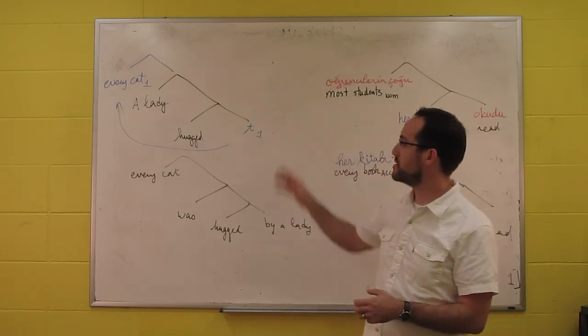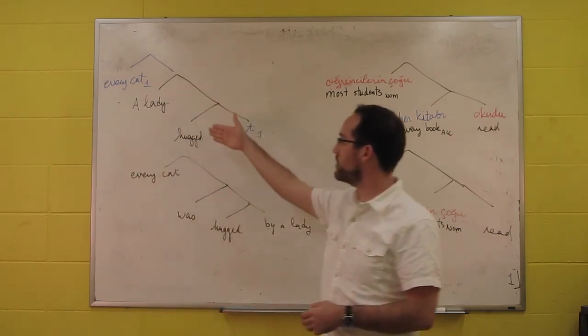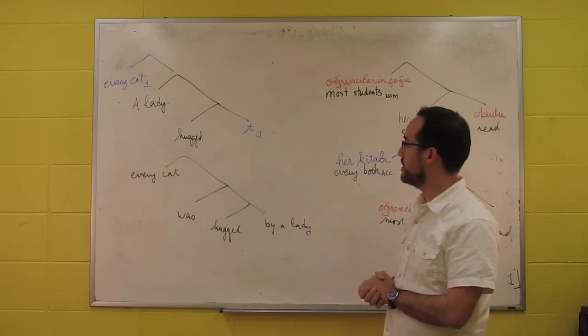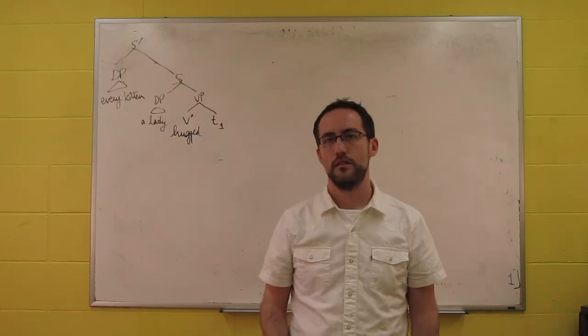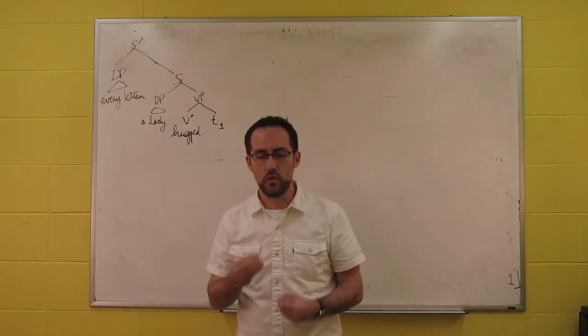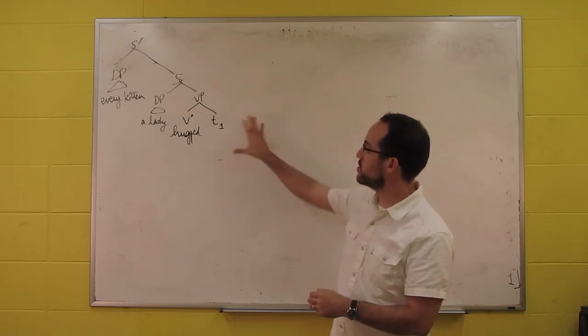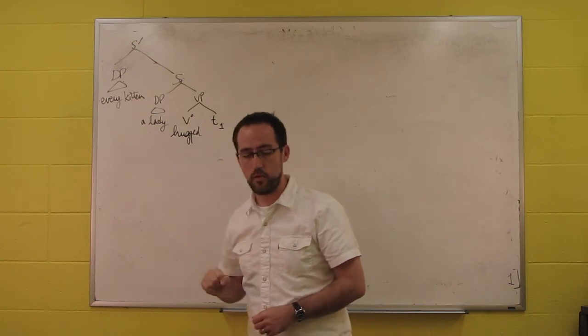So the semantics doesn't see this movement. It'll just see the structure that results. So we get every cat, a lady hugged, T of 1, and then T sub 1. And so now we have a trace and we can start interpreting. So we've seen that if we move a quantifier at LF, we can get the right result. And we end up with a syntax that looks like this. Every kitten, a lady hugged, T sub 1.